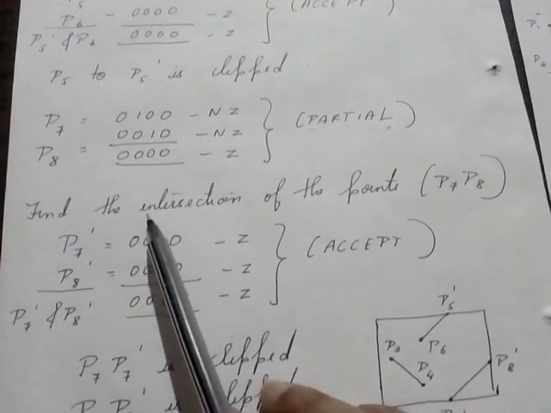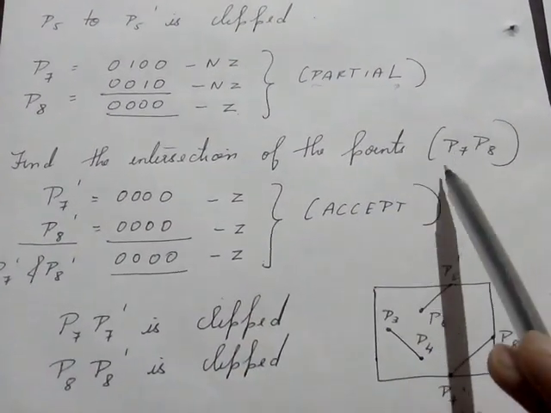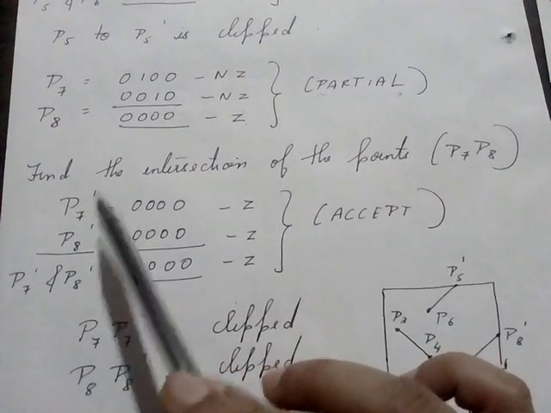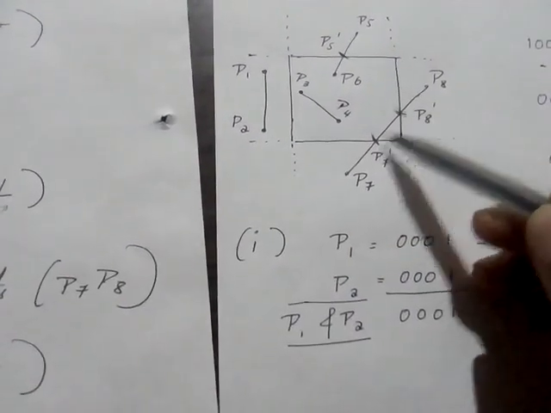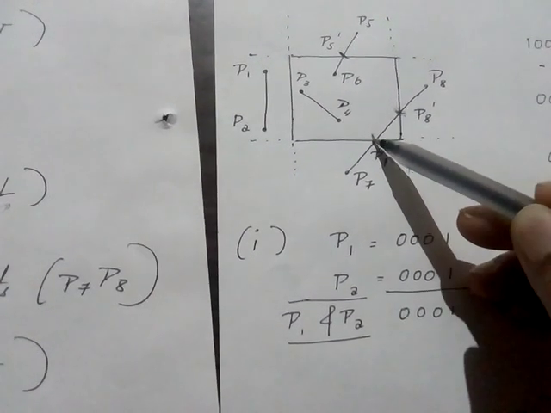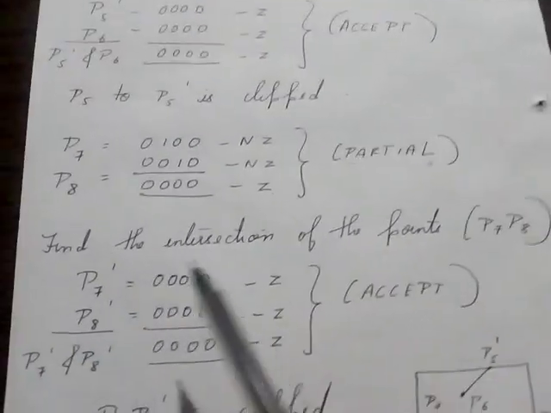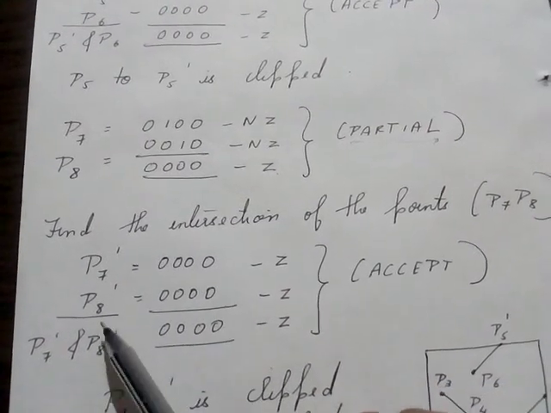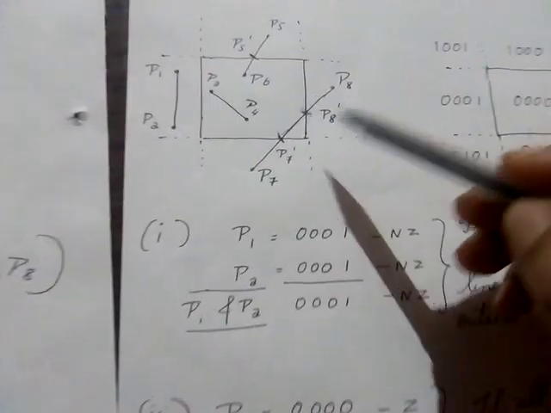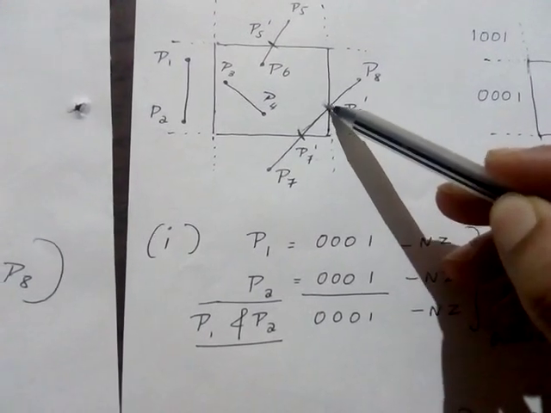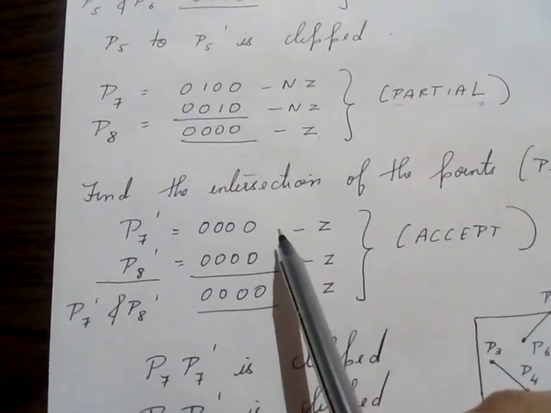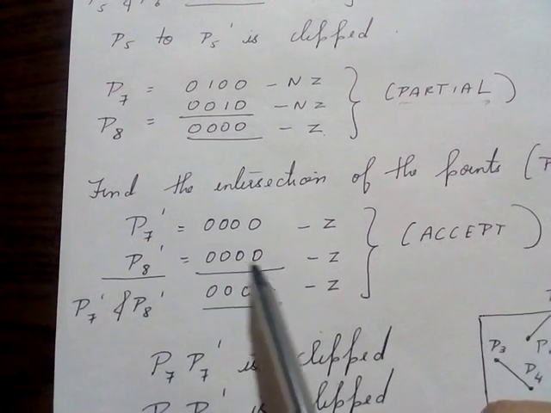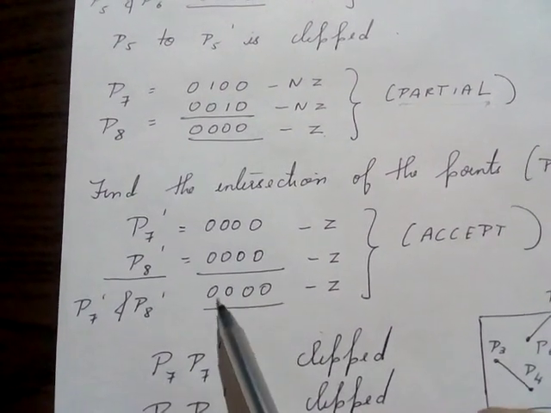So what you have to do is find the intersection of the points P7 and P8. P7 and P8 intersections we will take. We'll consider only this part, that is P7 dash to P8 dash. What is P7 dash? It is all zeros. P8 dash is all zeros, because they are on the boundary of the window, so their value will be the same as that which is inside. Inside value is how much here? All four zeros. So P7 dash is all zeros, P8 dash is all zeros, and the sum of that also will be all zeros.